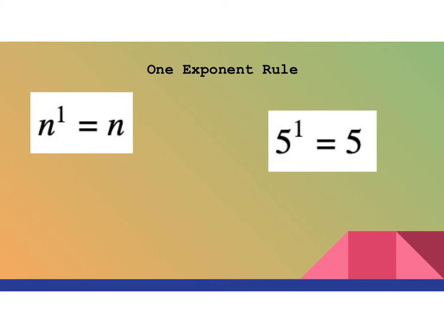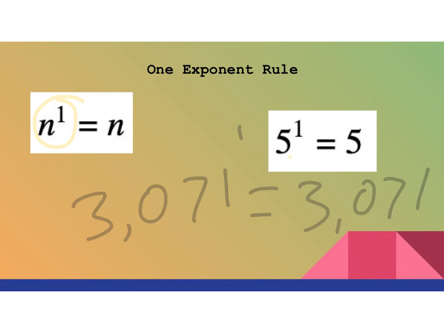Let's take this next step here. 1 exponent rule. When 1 is our exponent, it's going to be itself. So let's look here. N to the first is just n. 5 to the first is 5. We could do something like 3,071 raised to the first. That's just 3,071. Okay?